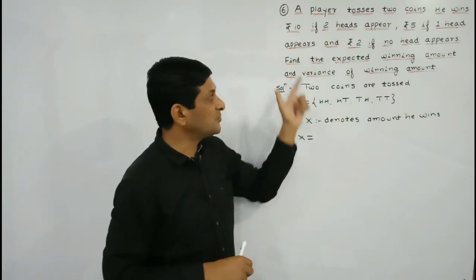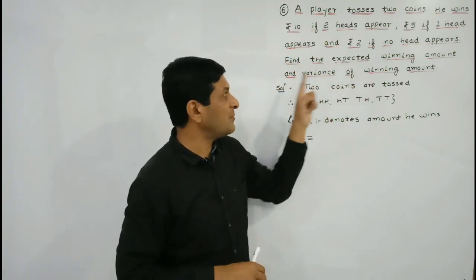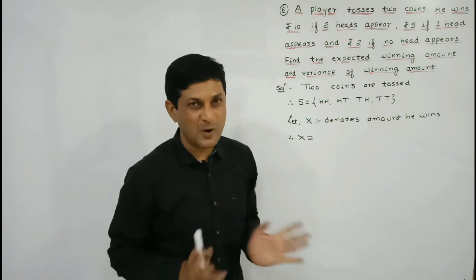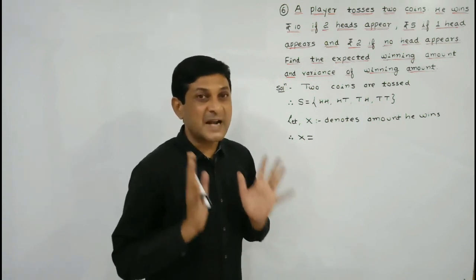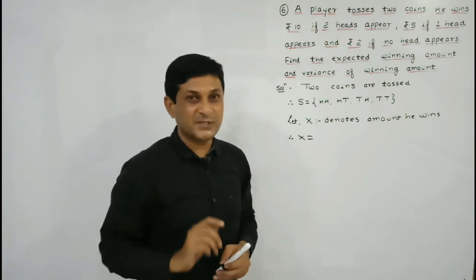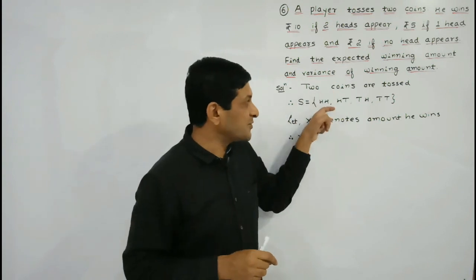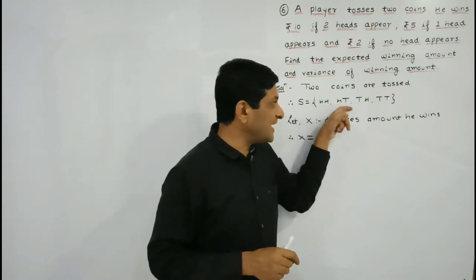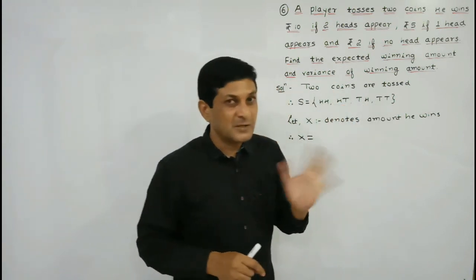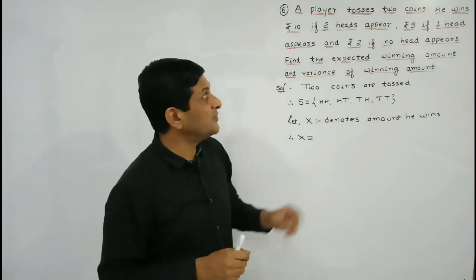Using this condition, we have to find out the expected winning amount and variance of the winning amount. So here, what is the random experiment? Two coins are tossed. If two coins are tossed, then the possible outcomes are what? HH, HT, TH, TT.